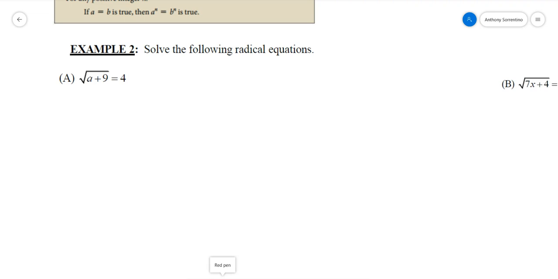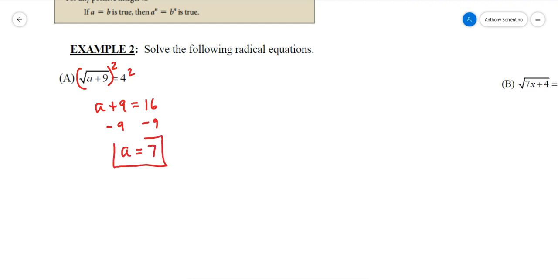The reason why it's important to have that principle up there is that's how I mainly am going to solve radical equations, because to get rid of a square root symbol like that, I have to square both sides. And when I square both sides, I'm going to have a plus 9 equaling 16, and then I'm going to subtract 9 from both sides, and I'm going to get that a equals 7. Pretty straightforward, and it does work.